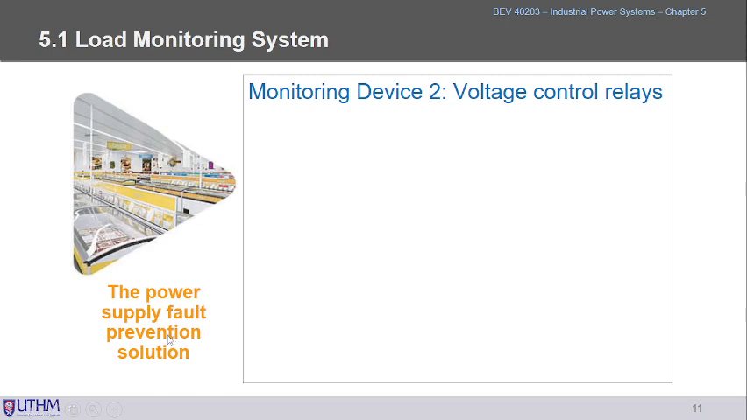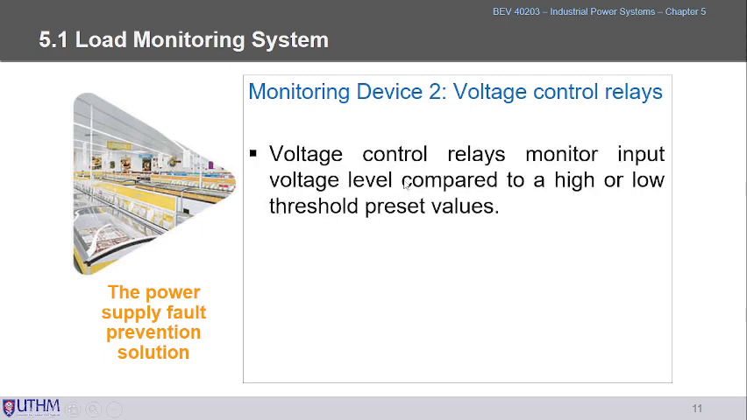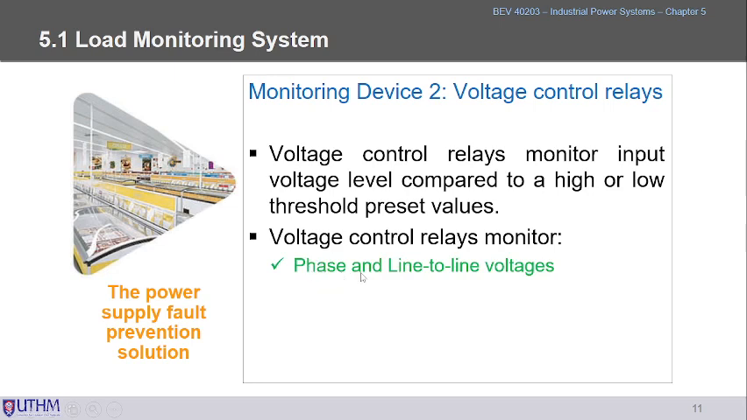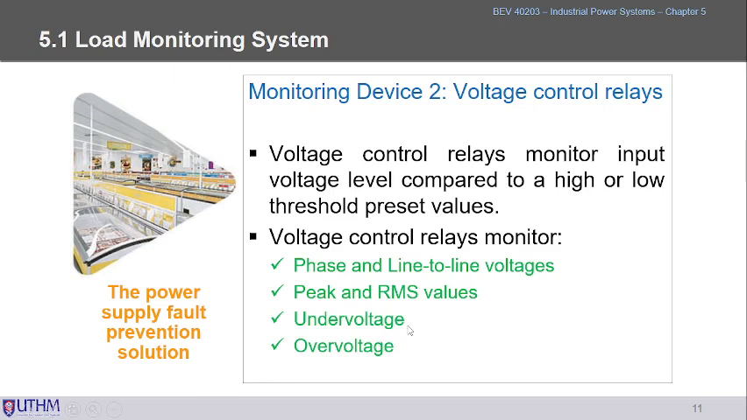At the load supply, we need to control and monitor the currents. So for the incoming power supply, the voltage control is very important. We try to maintain the voltage level at the preset level. That's why we need to know what the high and low thresholds are for those preset values. And these voltage control relays will monitor, of course, phase voltage and line-to-line voltage, the peak and RMS value of the voltage, and under voltage and over voltage issues available in the IPS.